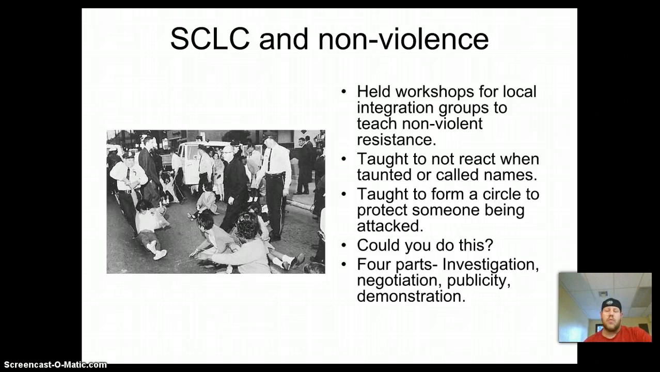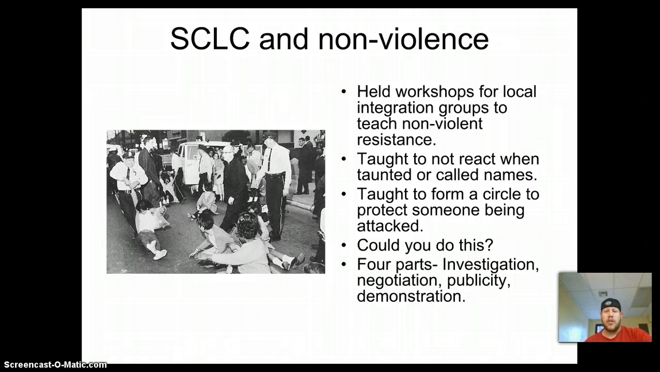They taught people, hey, when people call you a name, they swear at you, call you slurs, those kind of things, take it. Don't respond. Be stone faced. Don't get mad. Don't swear back. That makes you just as bad. They said somebody hits or kicks or punches you, whatever, don't react. Okay. When someone's being attacked, try to form a circle, protect them, but don't start swinging.